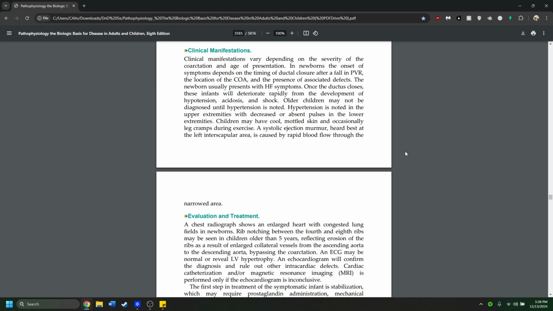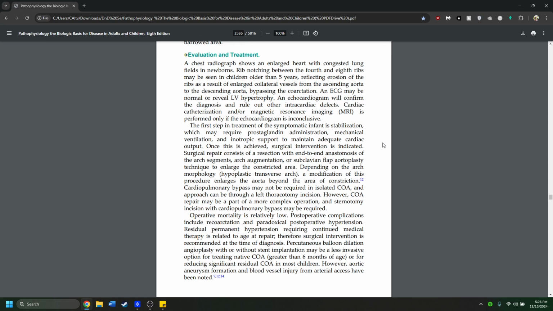Older children may not be diagnosed until hypertension is noted. Hypertension is noted in the upper extremities with decreased or absent pulses in the lower extremities. Children may have cool, mottled skin and occasionally leg cramping during exercise. A systolic ejection murmur, heard best at the left interscapular area, is caused by rapid blood flow through the narrowed area. So our treatment and evaluation is as follows.